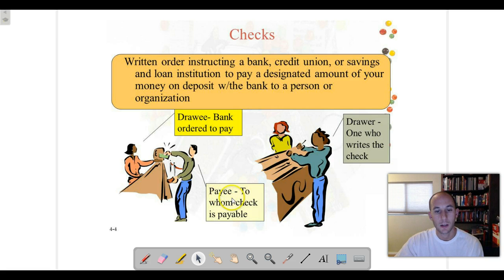So the payee is who you're paying when you write a check, such as Home Depot. You would write Home Depot on the check, and that's considered the payee. And the drawer is the one who's signing the check, or you if you're writing the check out, right?